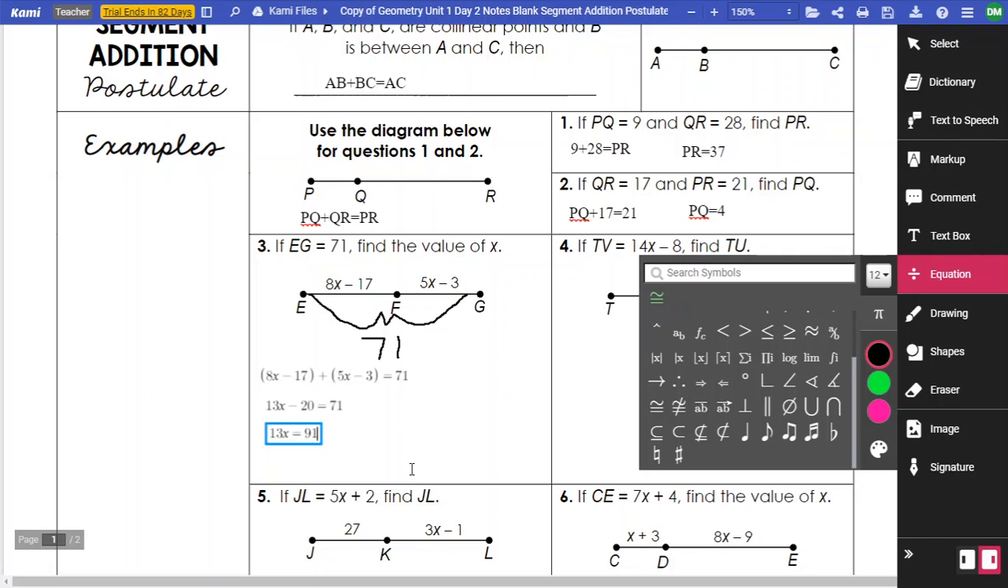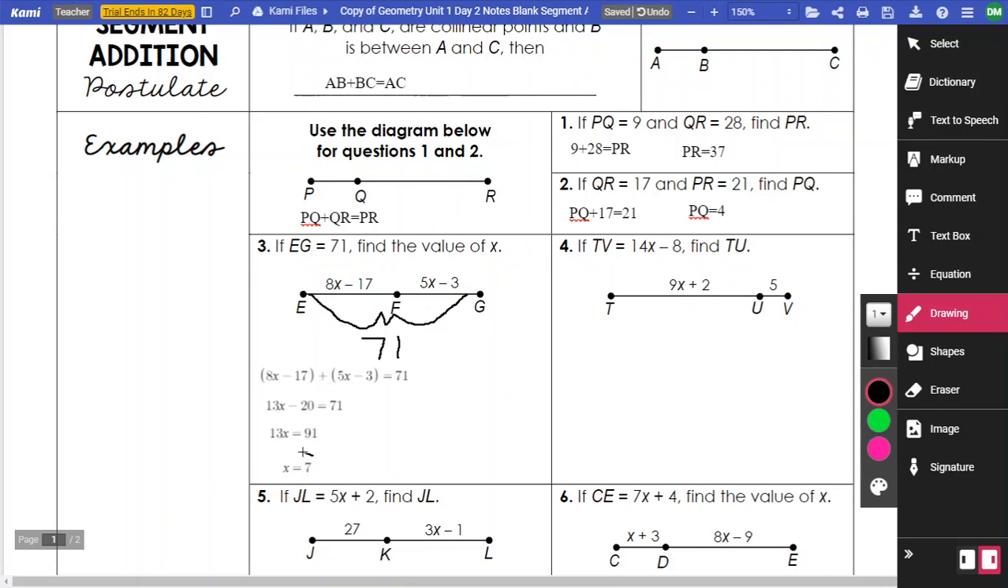And then finally, we want to divide both sides by 13. And that's going to get us an x on the left side, because 13x divided by 13 is just x. 91 divided by 13 is, last time I checked, 7. And that's our answer. x is equal to 7. If you really want to, you can go down here and circle your answer so you know it's the answer. Let's double check our work.